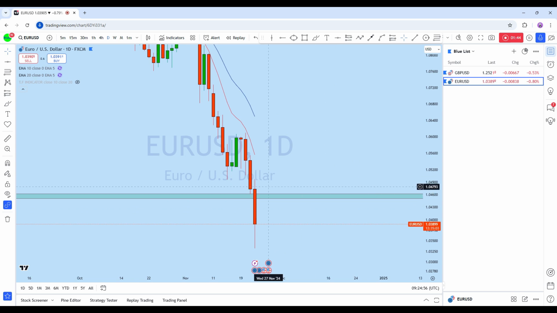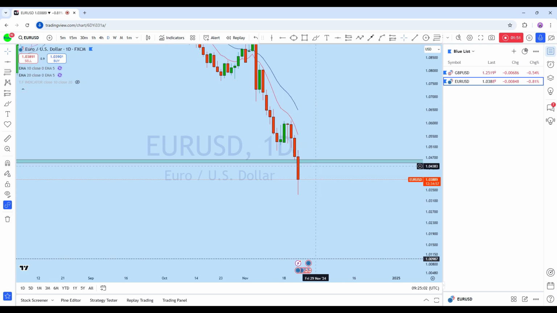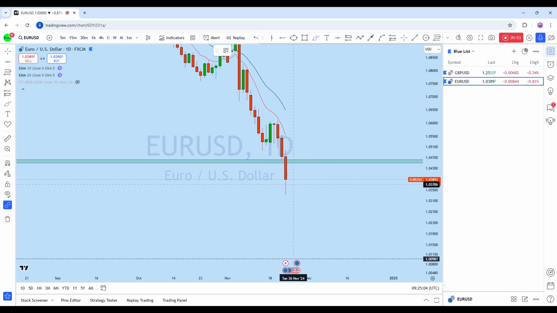Now if we look at this daily chart on EURUSD, we can see that there is a big drop here, and in that downtrend, what we can expect is for the market to bounce back up to retest and then continue to drop to create a new lower low.